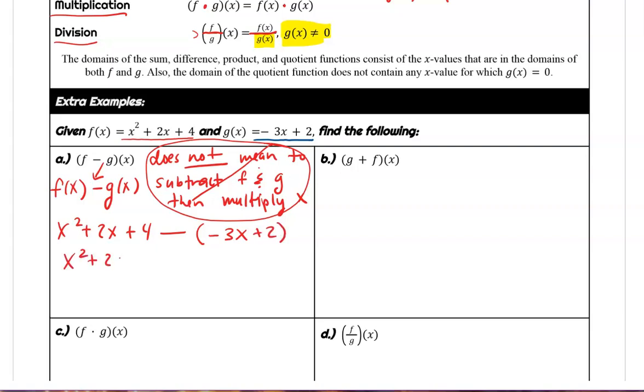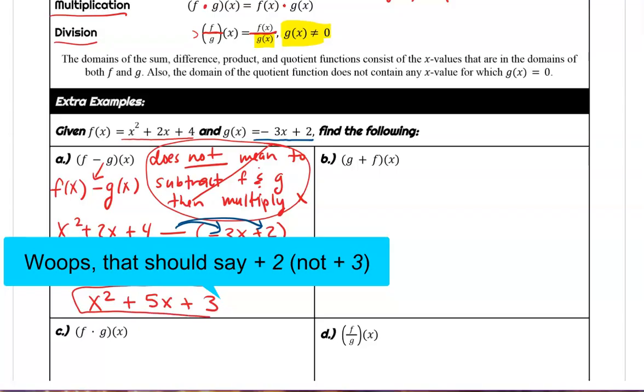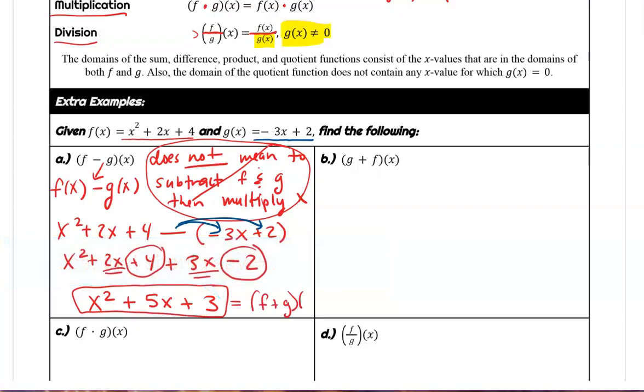I do need to be sure to distribute that negative. That's important because I am subtracting all of the components of g of x. So that would give me a plus 3x and a minus 2. And I do need to combine like terms. That's always a thing. But then once I've done that, then I'm done. This expression is the result I get when I subtract the g function from the f function.